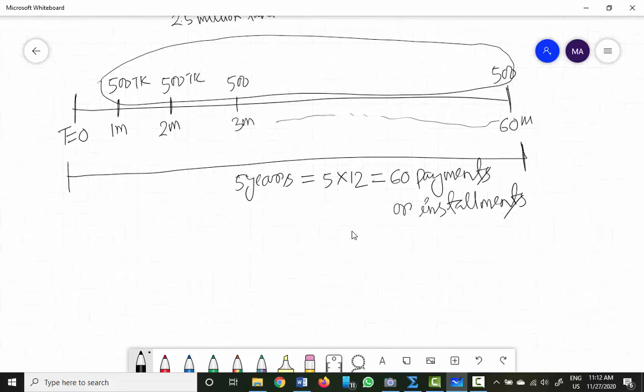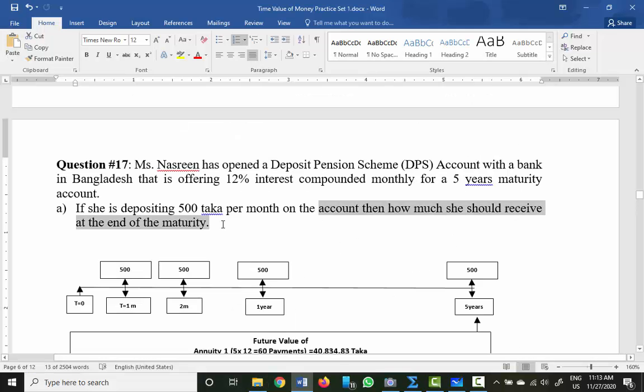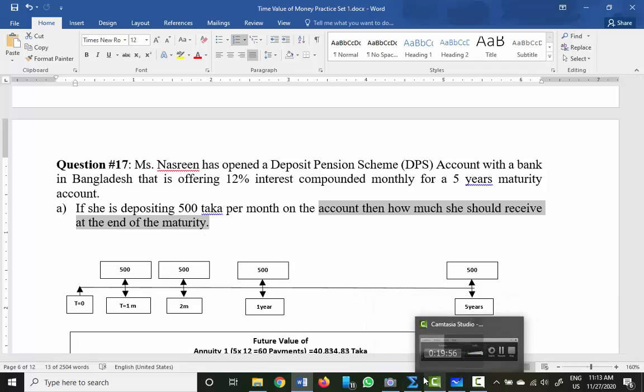That means what amount you should receive at this period, what should be in the account after the last deposit is made. The question is asking how much should be in the account at the end of maturity, or at the time of the last deposit.